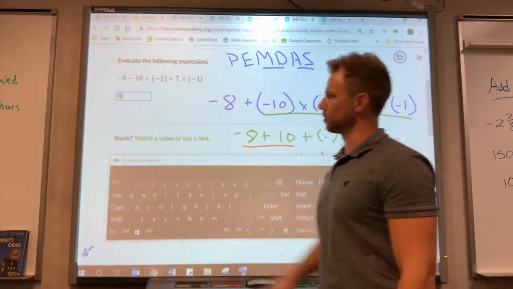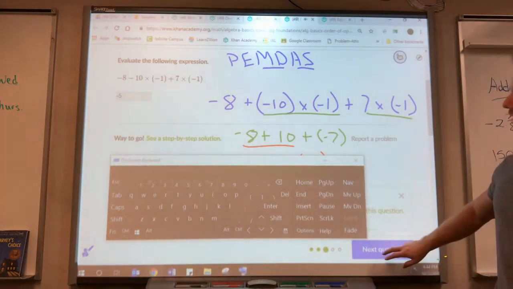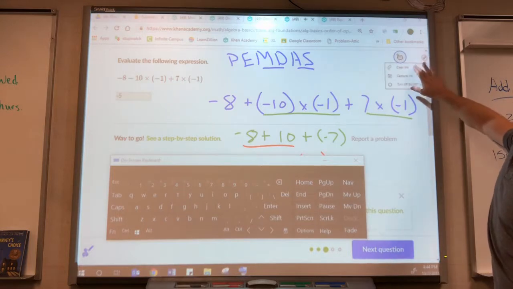So the key to this problem is making sure we multiply and divide before we add or subtract.